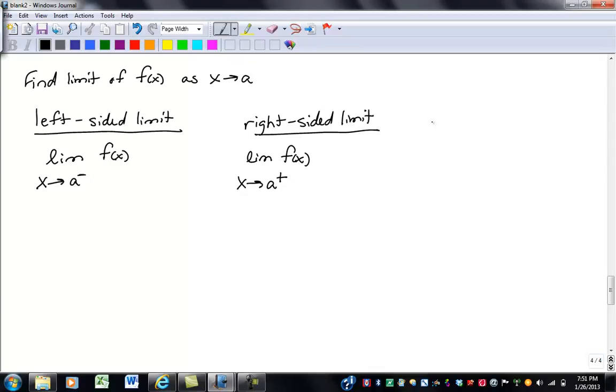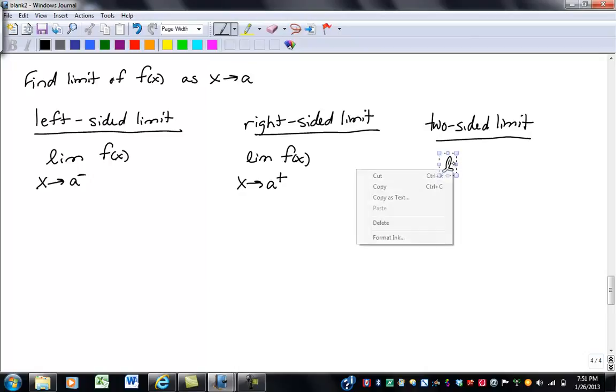The two-sided limit, if this exists, the left and right-hand limit have to be the same. So we didn't need the plus and minus on the a, because it's the same from both sides. So the symbol that denotes the two-sided limit is the limit as x approaches a, because we don't need the plus and minus of f of x.